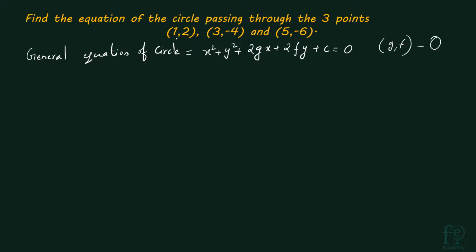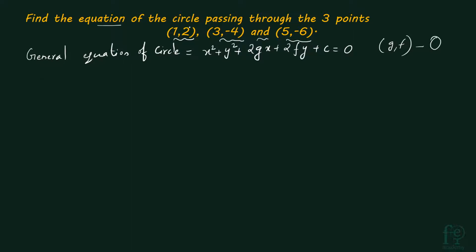Now, we have 3 points through which the circle passes, and from these 3 given points we have to find the equation of the circle. So how to do these kinds of questions? Two types of questions can come. One is to find the equation of the circle when the endpoints of the diameter are given, and second is to find the equation of the circle when 3 non-collinear points through which the circle passes are given. Now we are going to do this second type of question.